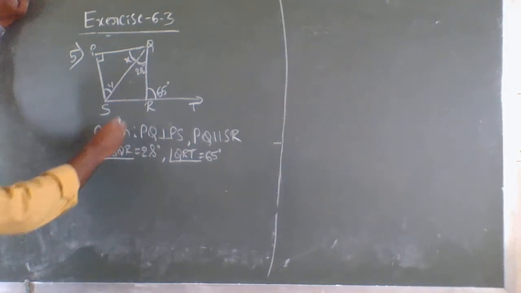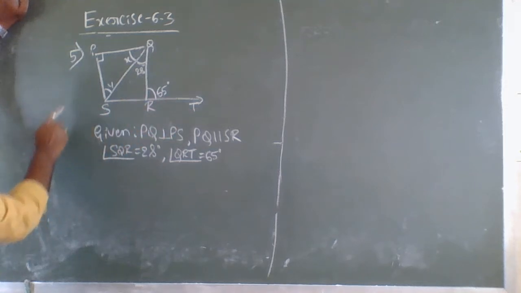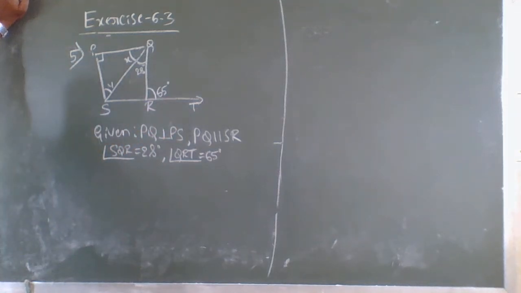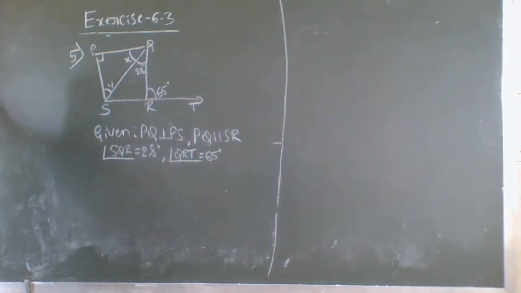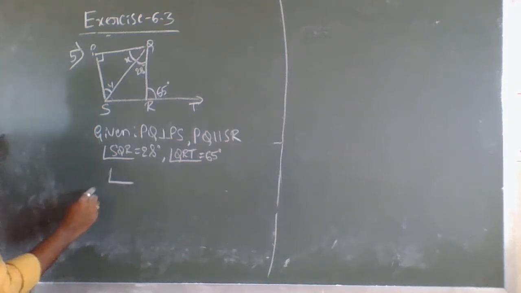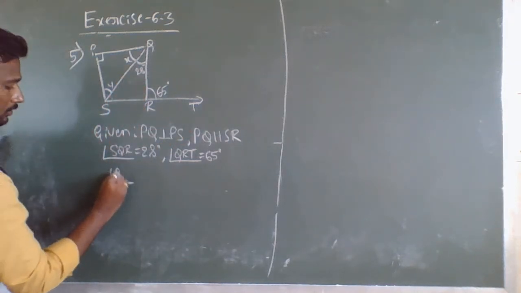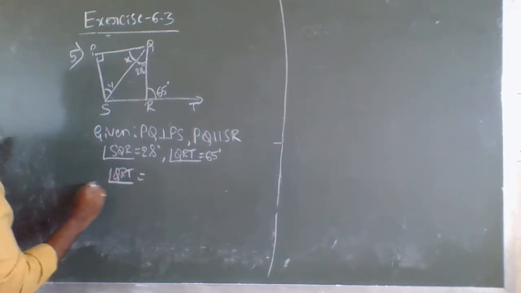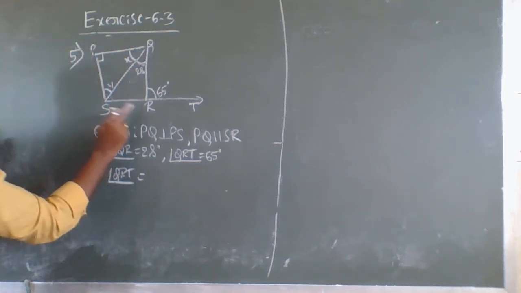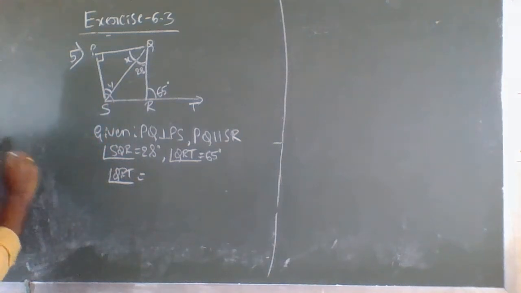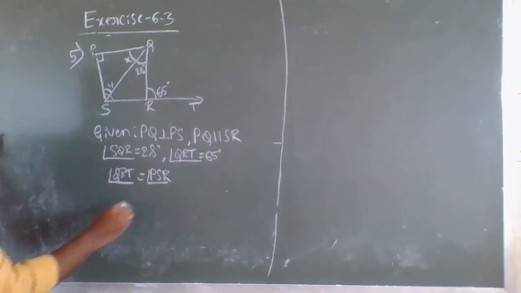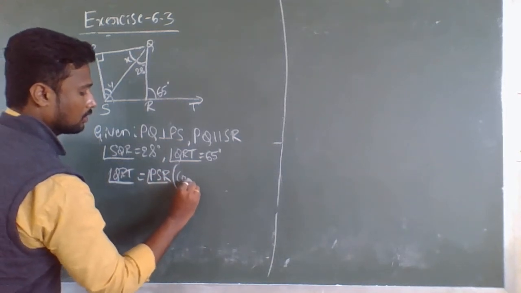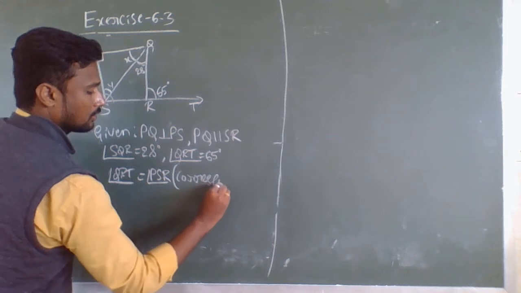First, here angle QRT is equal to angle PSR. Why? These two angles, this angle and this angle, are corresponding angles. Here I will write angle QRT is equal to angle PSR, this complete angle, angle PSR, because these are corresponding angles.